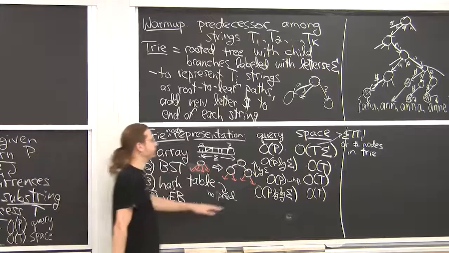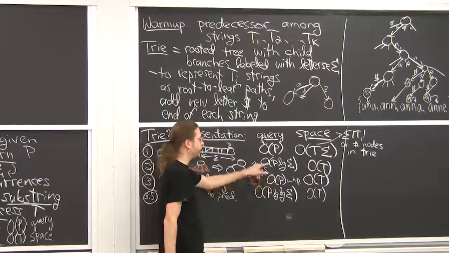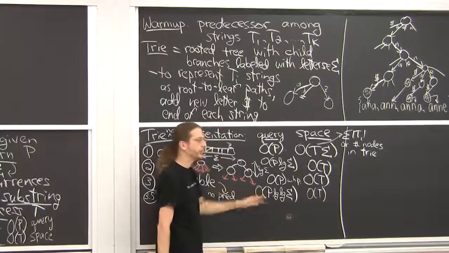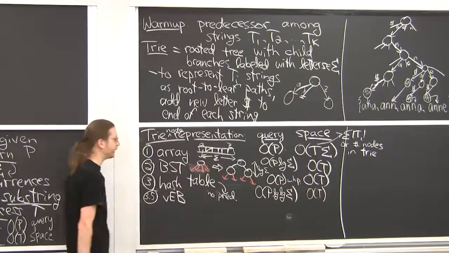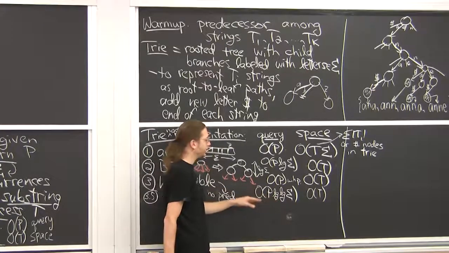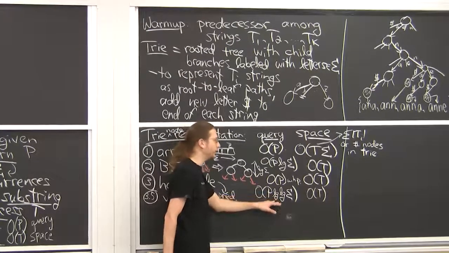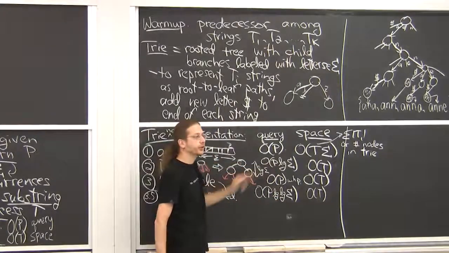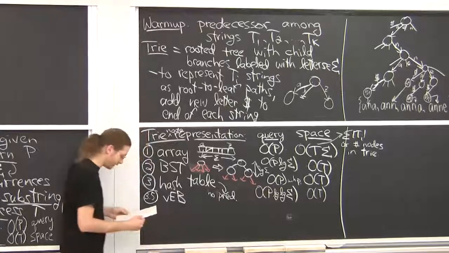And van Emde Boas doesn't quite do what we want either. It improves over the BST approach, but we get another log in there. But it's still not order P. Or at least instead of order P times log sigma, I'd kind of like order P plus log sigma. And order P plus log sigma is known. So that's what I want to tell you about.